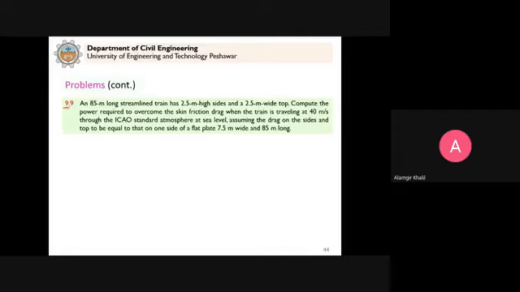Another is problem 9.9. An 85-meter streamlined train has these dimensions. Compute the power required to overcome the skin friction drag when the train is traveling at 40 meters per second through standard atmosphere at sea level, assuming the drag on the sides and top of the train to be equal to that on one side of a flat plate 7.5 meter wide and 85 meter long. It means that if we can calculate the friction drag force on this flat plate, it will be equivalent to that acting on a train.